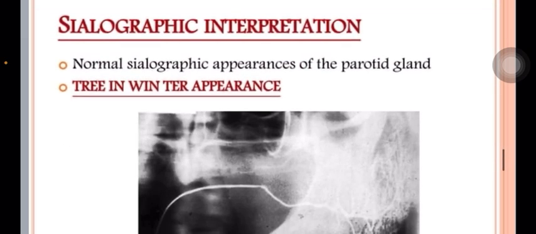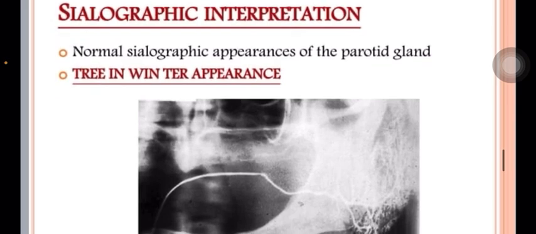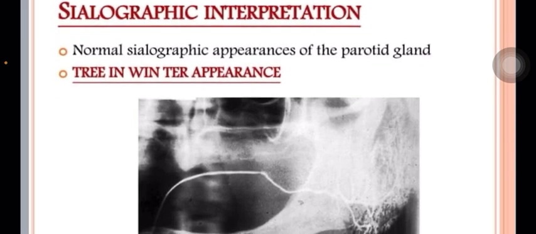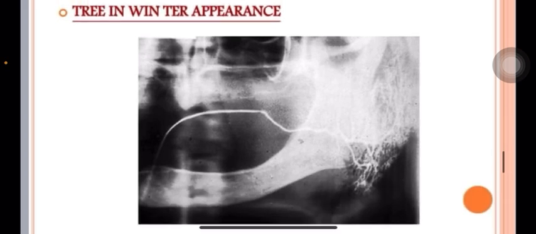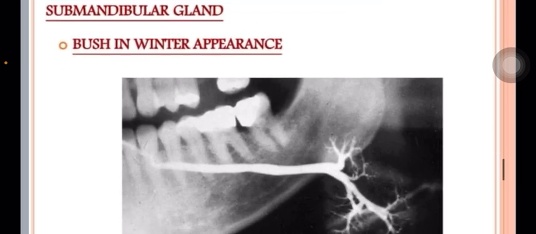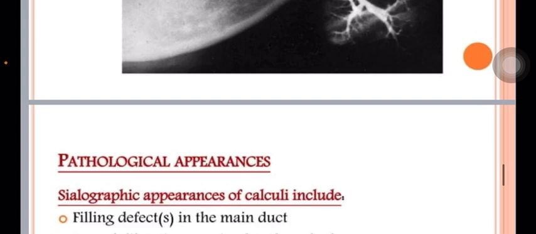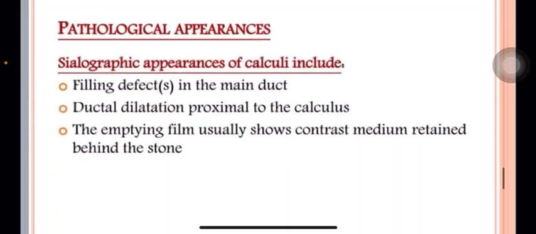Sialographic interpretation. Firstly, the normal sialographic appearances of the parotid gland. For the parotid gland, a tree in winter appearance is seen. For the submandibular gland, a bush in winter appearance is seen. Now the pathological appearances. Sialographic appearances of calculus include a filling defect in the main duct, ductal dilation proximal to the calculus, and the emptying film usually shows contrast media remaining behind the stone.